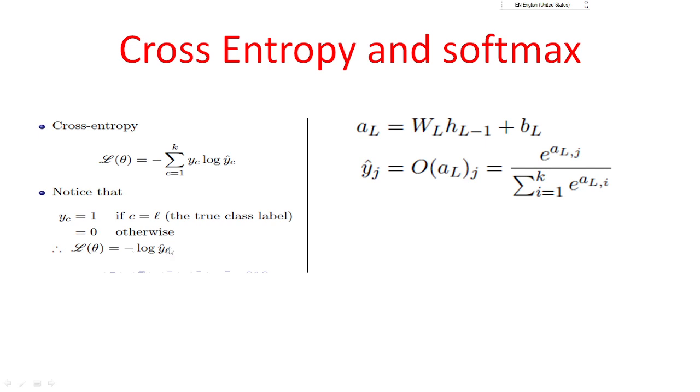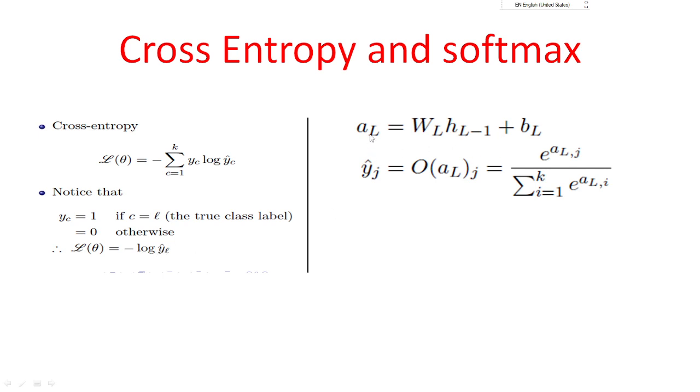So L of theta would be what? Only for one case it will be 1 and the rest of them will be 0. If L is the actual label, then yl is 1, so we take the log of yl cap, the value predicted by the model. So you will get minus log yl cap.